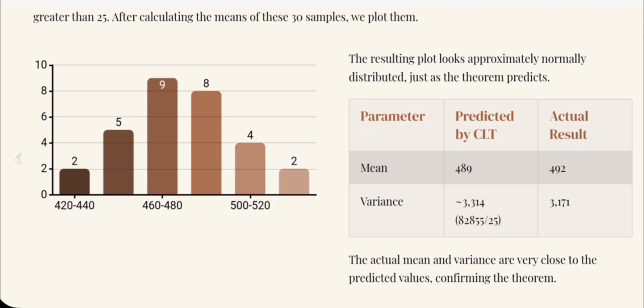Let's check if the other part of the theorem was right. The mean of our newly acquired data set is 492, while its variance is 3,171. Did we expect these numbers? We anticipated a mean of 489 and a variance of 82,805 divided by 25, so around 3,312.